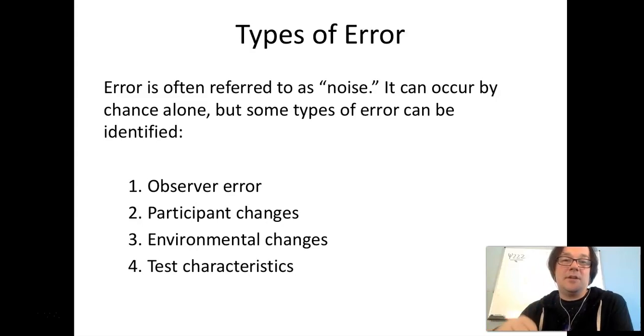Another potential source of this measurement error comes from environmental changes. So maybe there's something, particularly over long periods of time. So if we want to find out whether a test is valid over time. I had one professor, just as an example of probably number 3, environmental changes, and number 4, test characteristics.